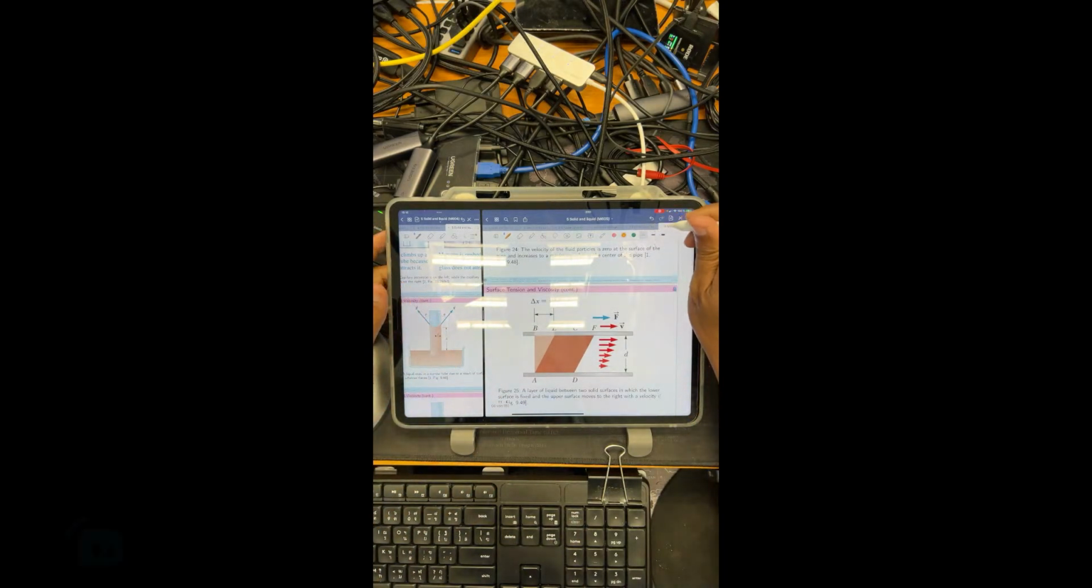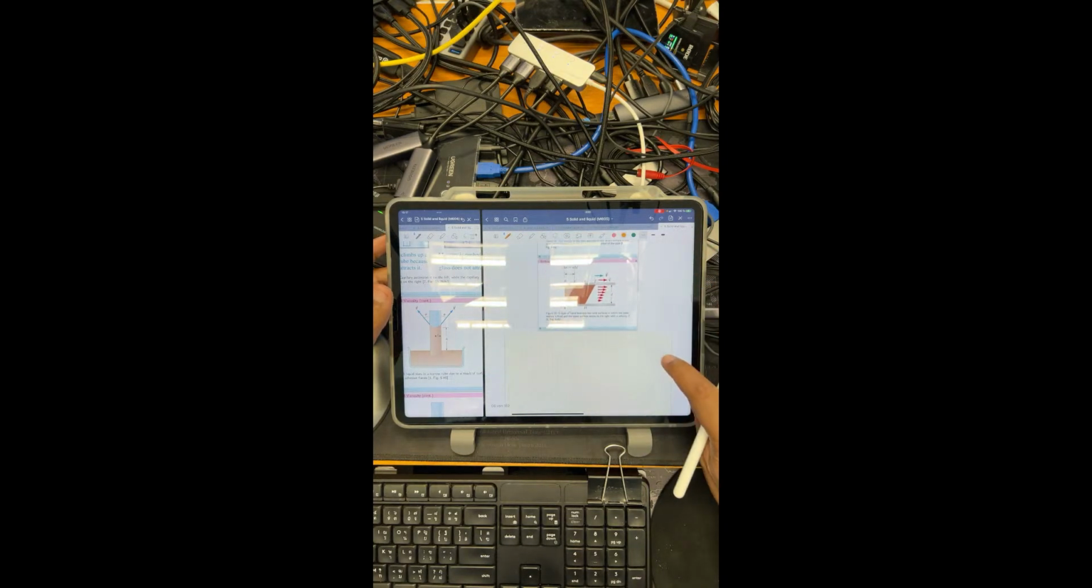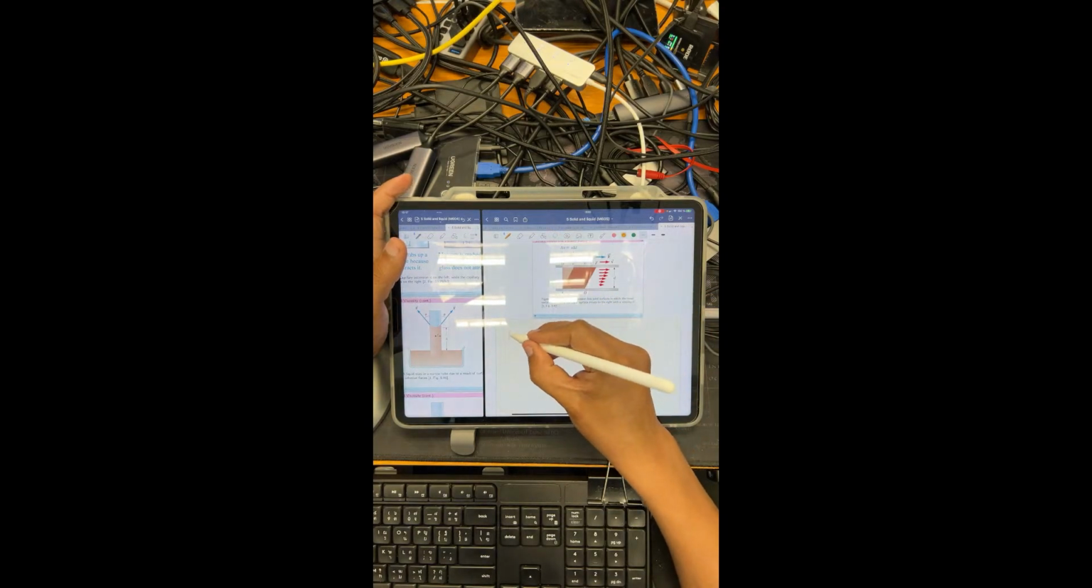You have, oh no. How to delete this page? I'm not sure. Oh no. It doesn't matter, this page is fine. Okay.